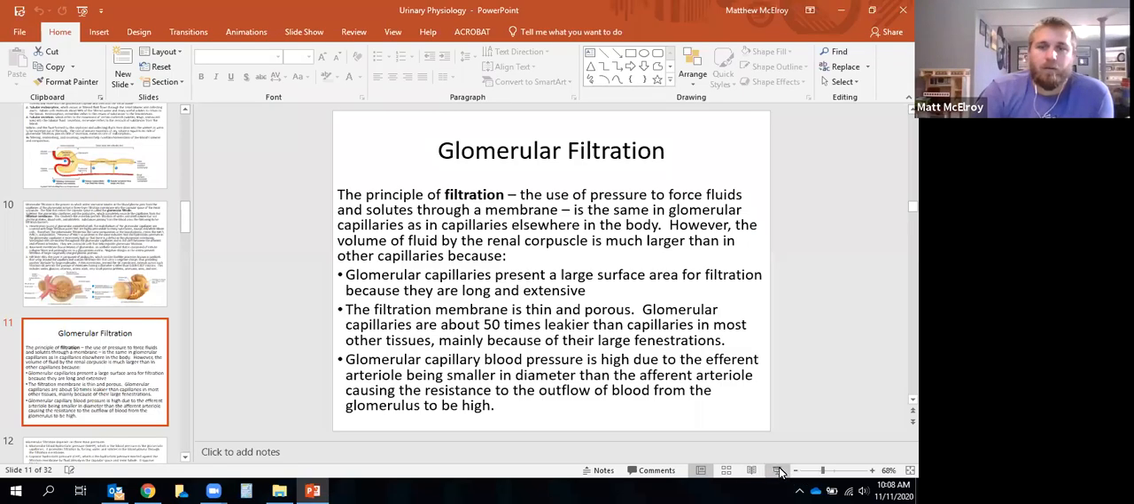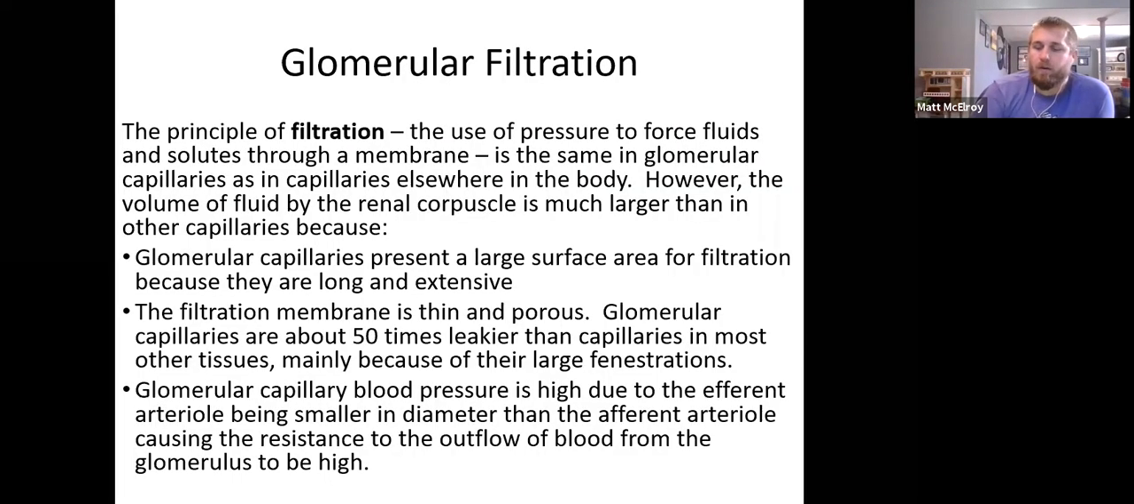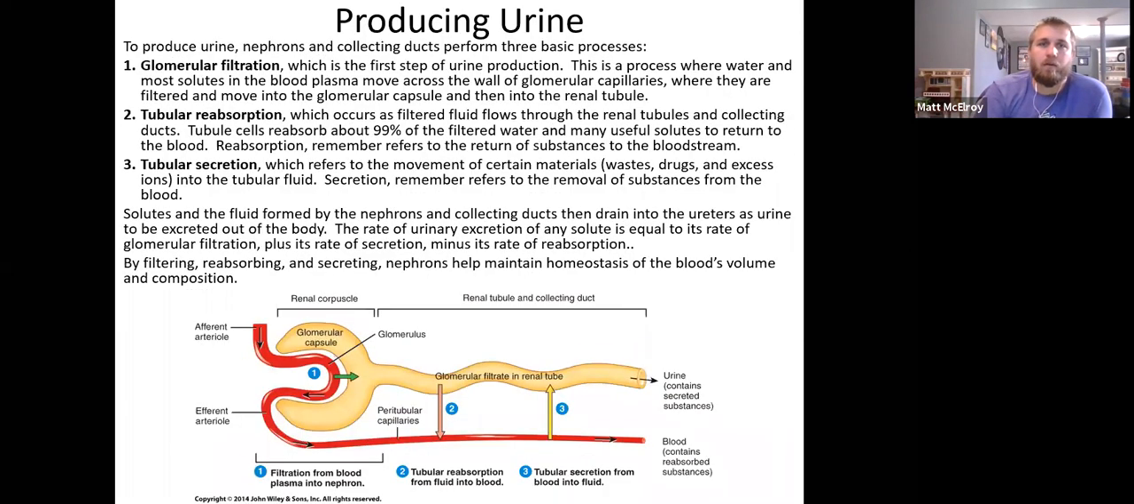Let's talk about glomerular filtration. Thinking back to Monday, we learned that there were three things that go into the production of urine. The first, which we're going to get ready to talk more about, is glomerular filtration, where we filter out water and a lot of other substances from our capillaries called the glomerulus.